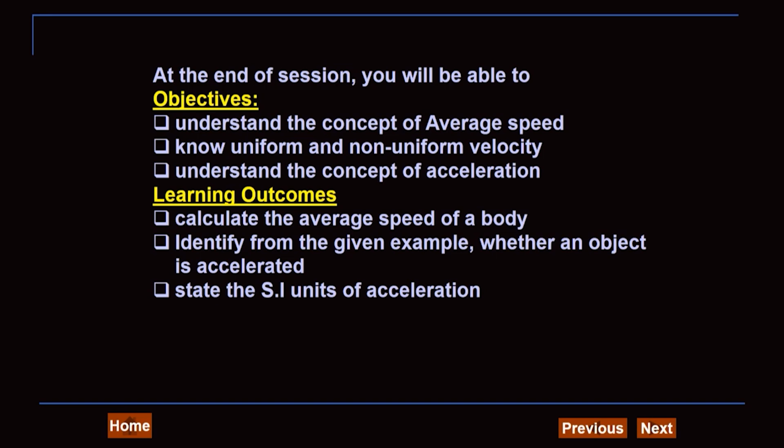So understand the concept of average speed, know uniform and non-uniform velocity, understand the concept of acceleration, and learning outcomes are calculate the average speed of a body, identify from the given example whether an object is accelerated, and state the SI units of acceleration. Now in this screen you will have three buttons: home, previous, and next. Now we'll move to next.